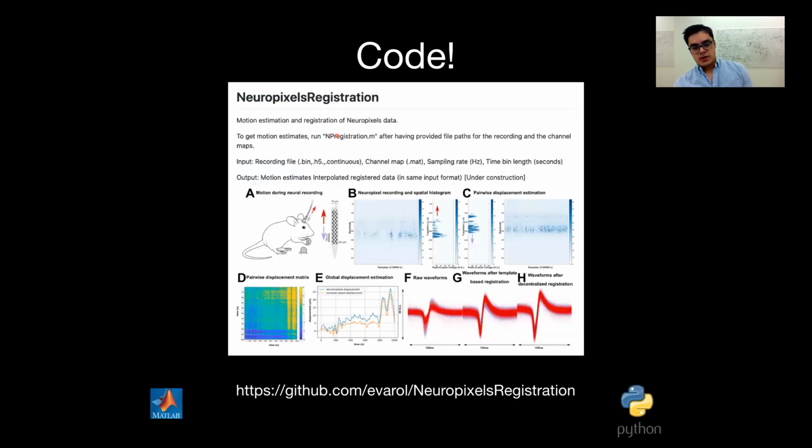So in general, the method that we propose is an end-to-end method that takes in raw data and is able to output the same format data that's been corrected for motion. This method is very modular and can be used in many different pipelines as a front end. For example, you can apply our registration method and then apply spike sorting down the line using your favorite spike sorting method. And the code for our method is available in both MATLAB and Python on this GitHub page.